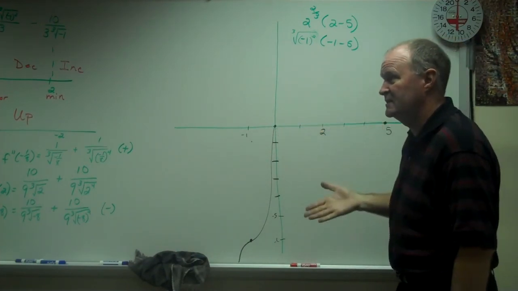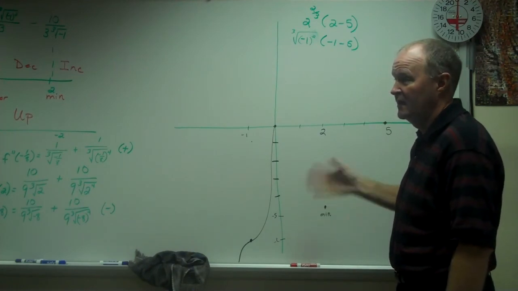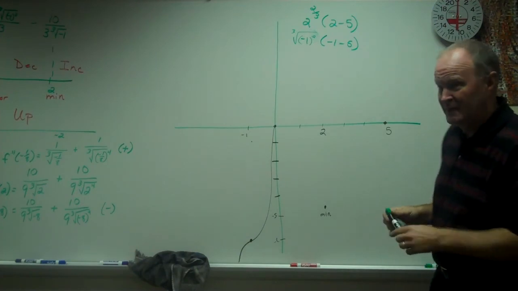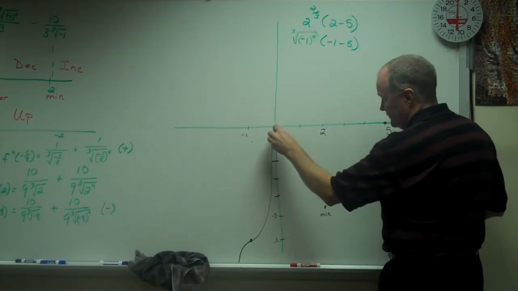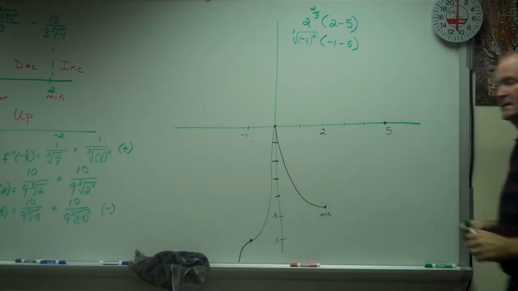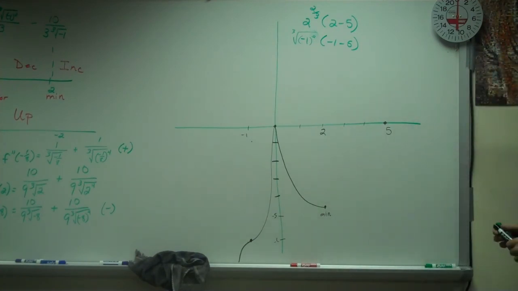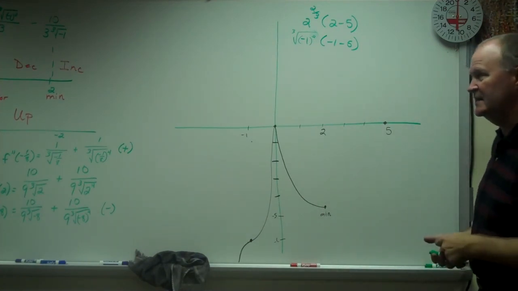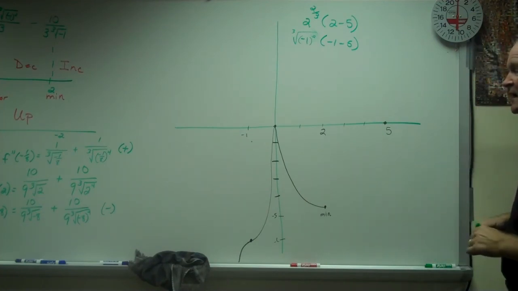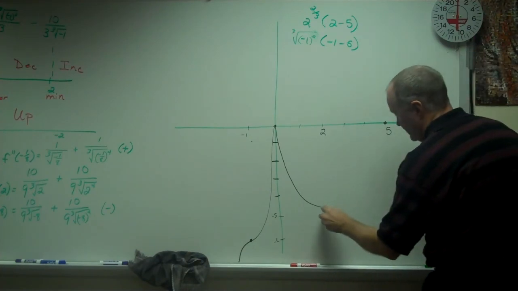I'm now decreasing, concave up. Whoa. Decreasing and up. That makes this a sharp corner, doesn't it? I'm just guessing. Decreasing and concave up. And last but not least, from the 2 on, I am increasing and concave up.